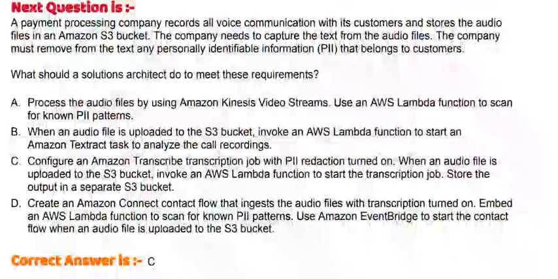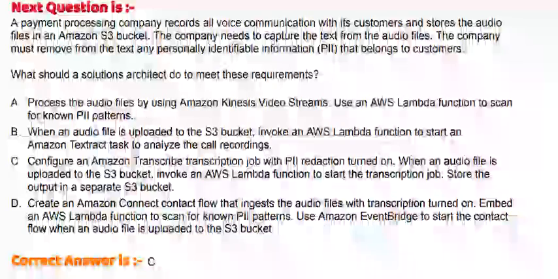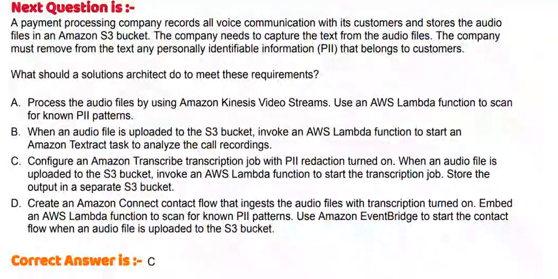Option B. When an audio file is uploaded to the S3 bucket, invoke an AWS Lambda function to start an Amazon Textract task to analyze the call recordings. Option C. Configure an Amazon Transcribe transcription job with PII redaction turned on. When an audio file is uploaded to the S3 bucket, invoke an AWS Lambda function to start the transcription job. Store the output in a separate S3 bucket. And option D. Create an Amazon Connect contact flow that ingests the audio files with transcription turned on. Embed an AWS Lambda function to scan for known PII patterns. Use Amazon EventBridge to start the contact flow when an audio file is uploaded to the S3 bucket. And the correct answer is option C.